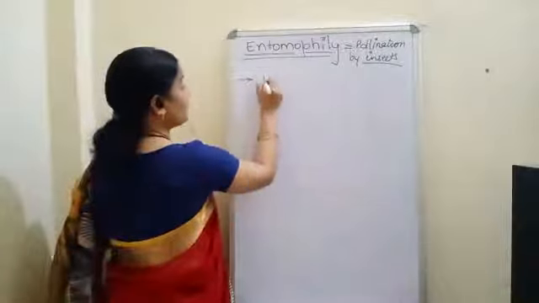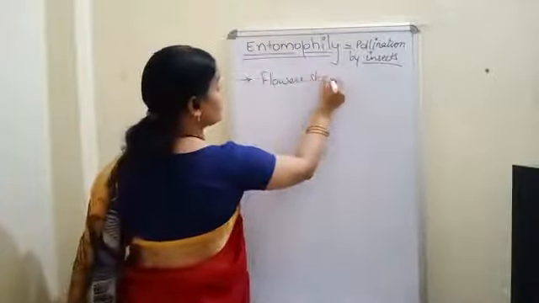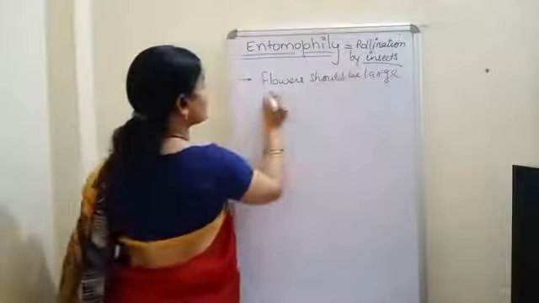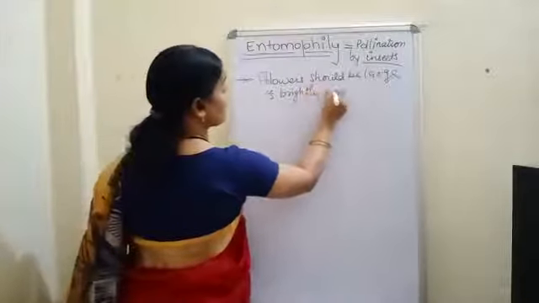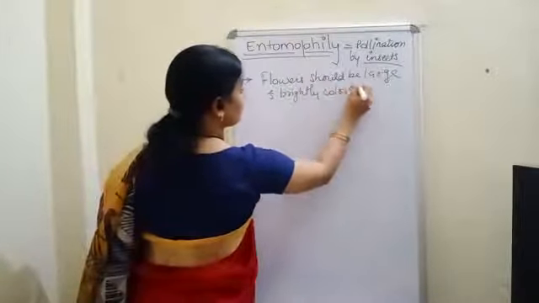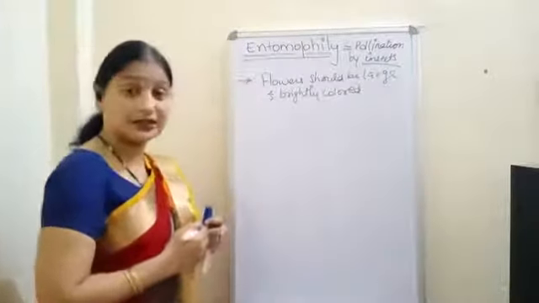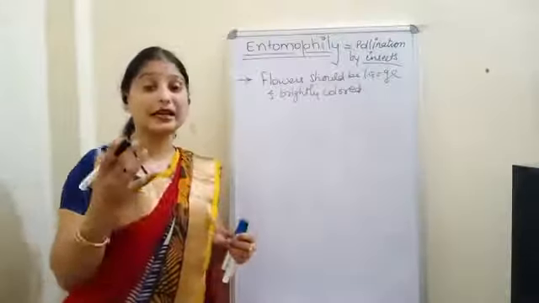One is flowers should be large and brightly colored. Okay, this is the first point. Flowers should be large so that they are easily visible, and they should be brightly colored.